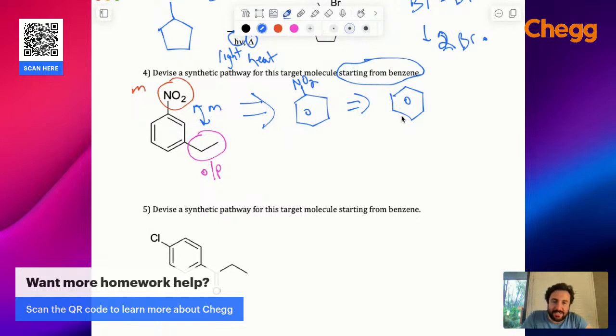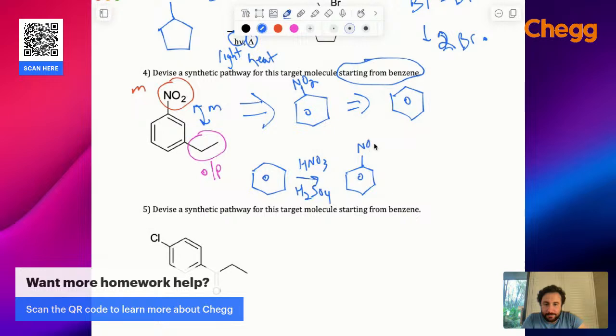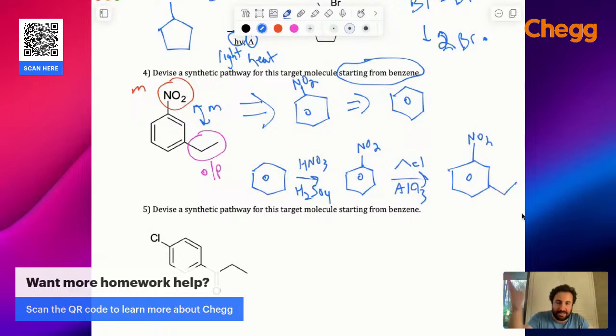So we did this retrosynthetically, and so now what are we going to do for it? Now we have to know what reagents we're going to use. So we said that we got to go from benzene to nitrobenzene. So that's HNO3, H2SO4. That will give us nitrobenzene. And then we want to do Friedel-Crafts alkylation. That will give us the desired product, because the nitro group is a meta director. So we're only going to get the meta substitution on that second reaction there.